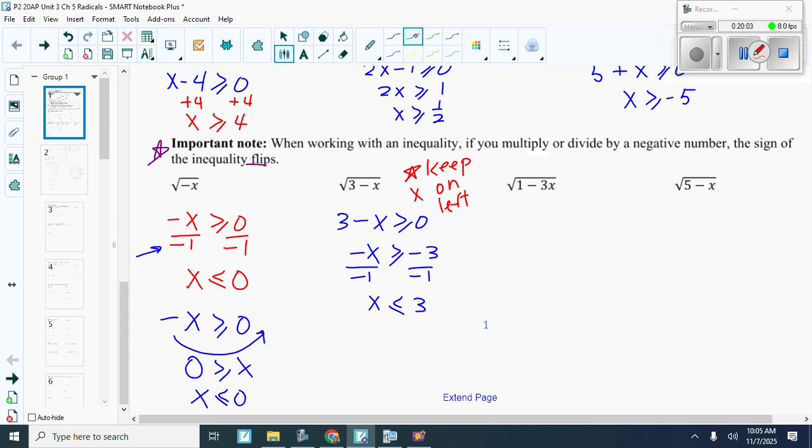Right, so if you're feeling like you're getting this, go ahead and do the next two. Let's finish these up. 1 minus 3x greater than or equal to 0.